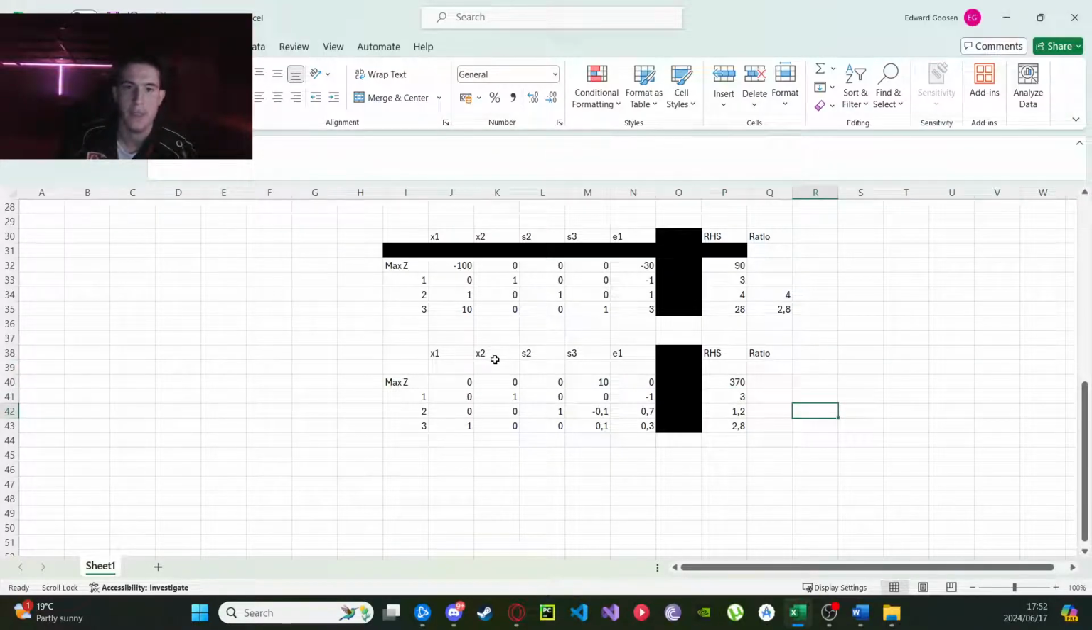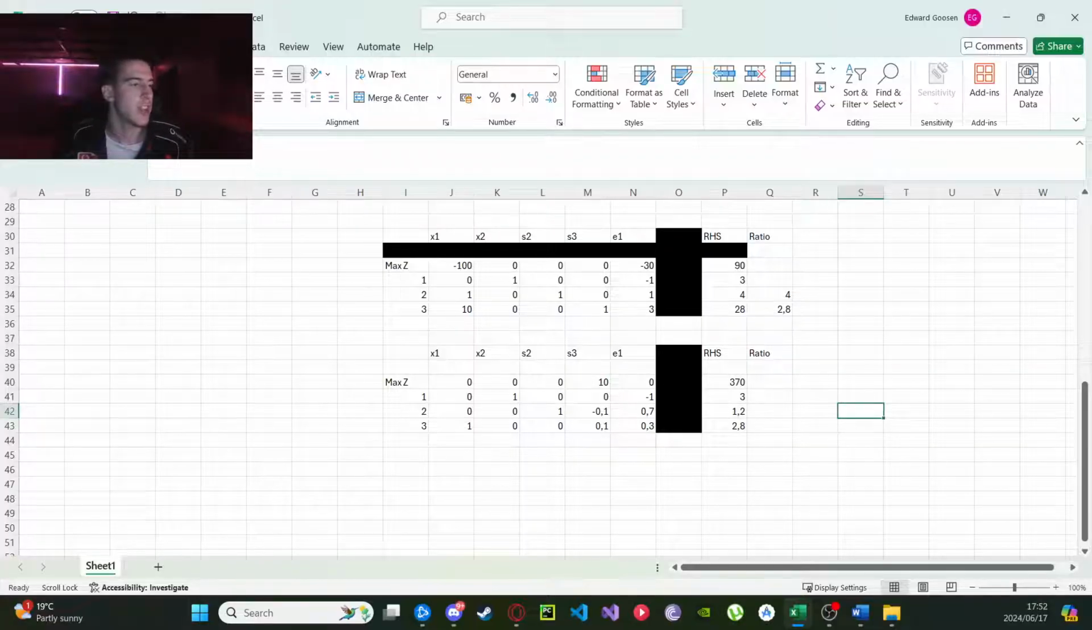Well, actually, I'm lying. Our x2 variable corresponds to this number right over here. Our x1 corresponds to this one. So it's going to be 2.8 as our x1, and our x2 is going to be 3. Our S2, however, is going to correspond to this value right over here. The rest of the values aren't basic, so they don't matter. And this is going to be our optimal solution.